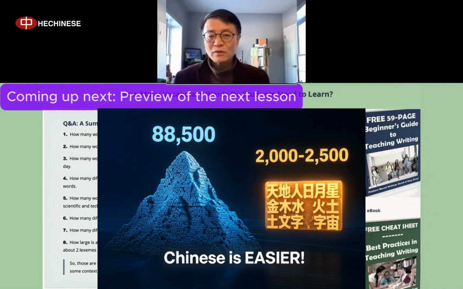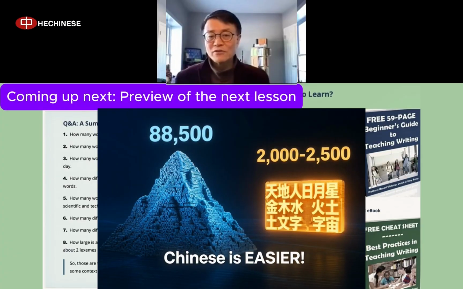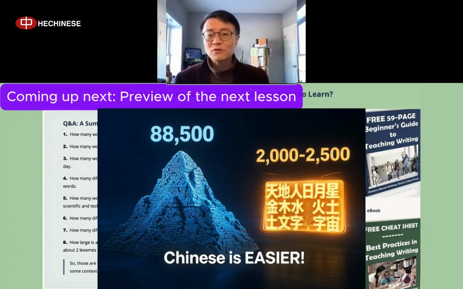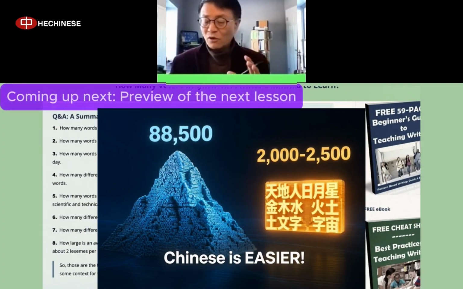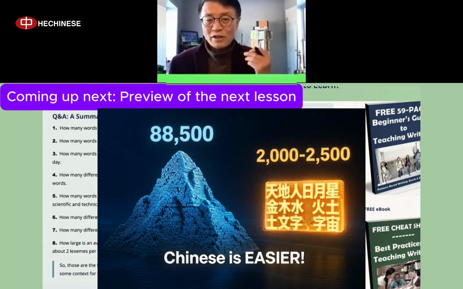High school student, you need 8,500 words to express or to write fluently. In Chinese, you only need 2,000 to 2,500. Chinese is not as hard as you thought.